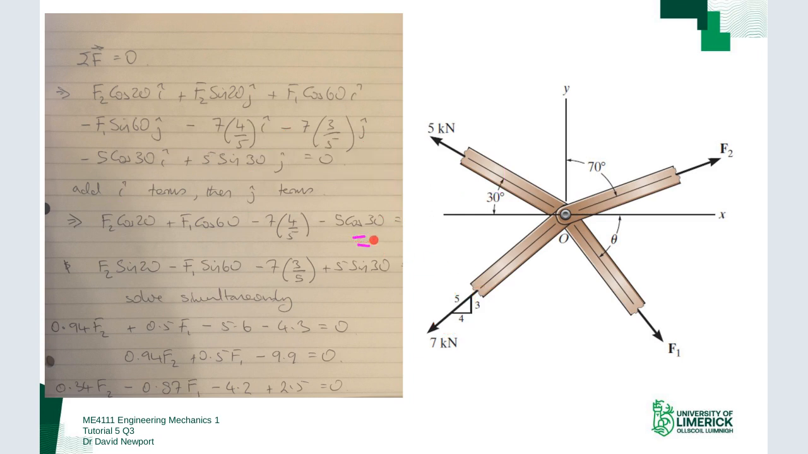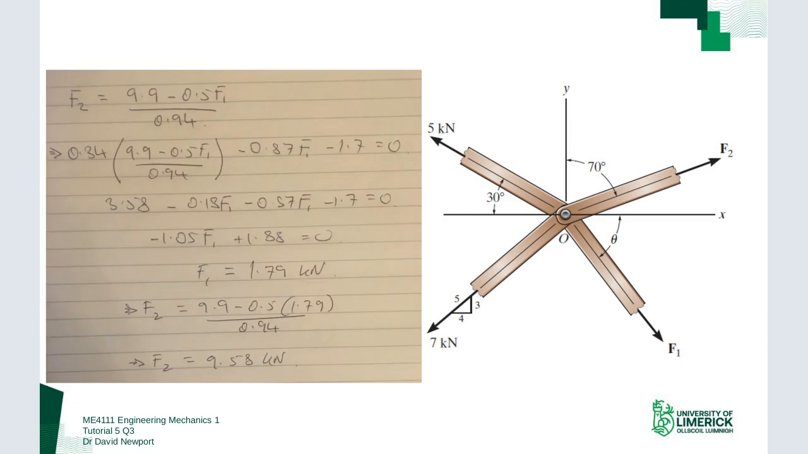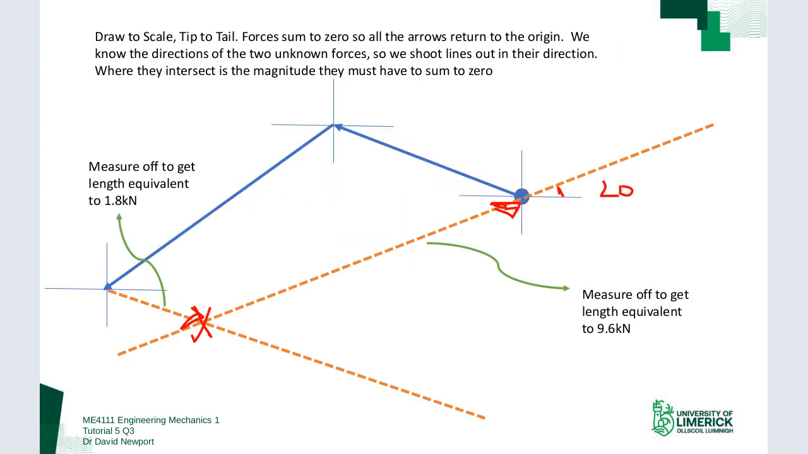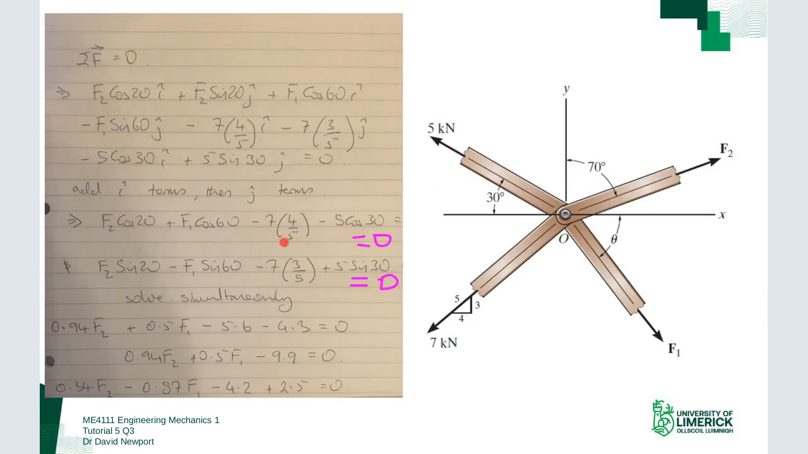I just wrote that out. You can see there, when I was cropping the image, I cut it off virtually. So equals 0. So I have two equations, two unknowns. I solve them simultaneously. So you churn through that, and you get your answer of 1.79 kilonewtons and 9.58 kilonewtons. Now that takes a bit of work going through. The easiest thing to do is just to draw it up to scale the way we've drawn it here. And that gives you the answer pretty quickly. And it takes care of the direction. So that's the preferred way of doing it.